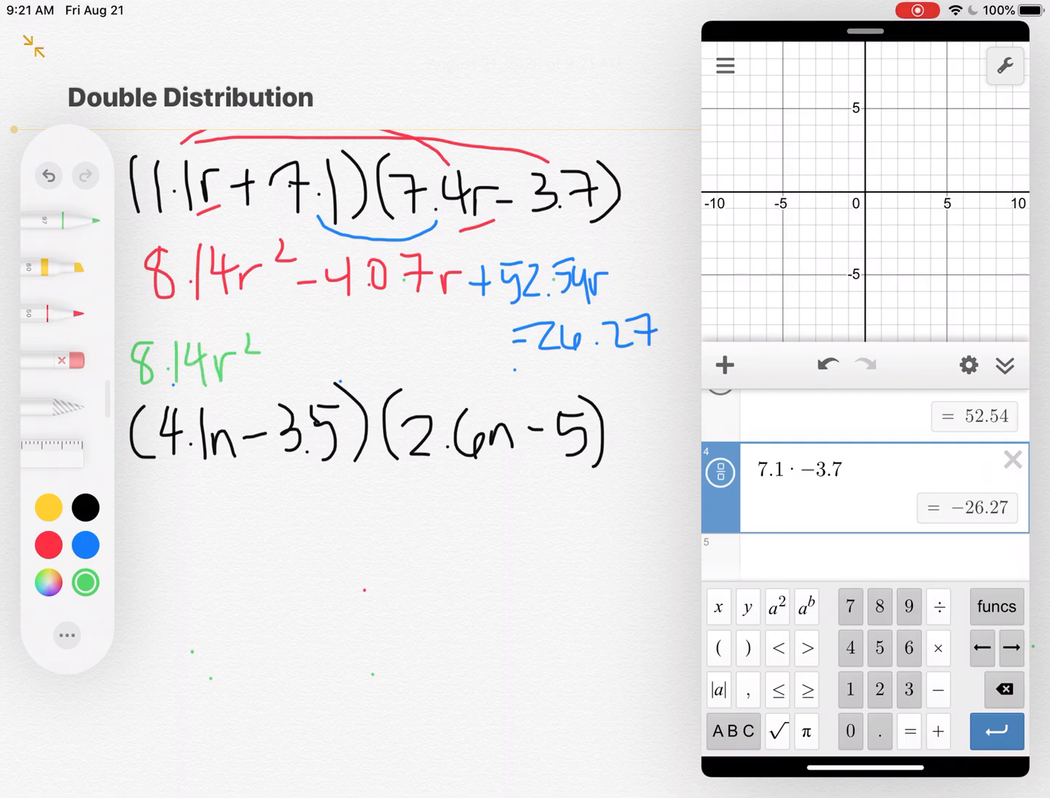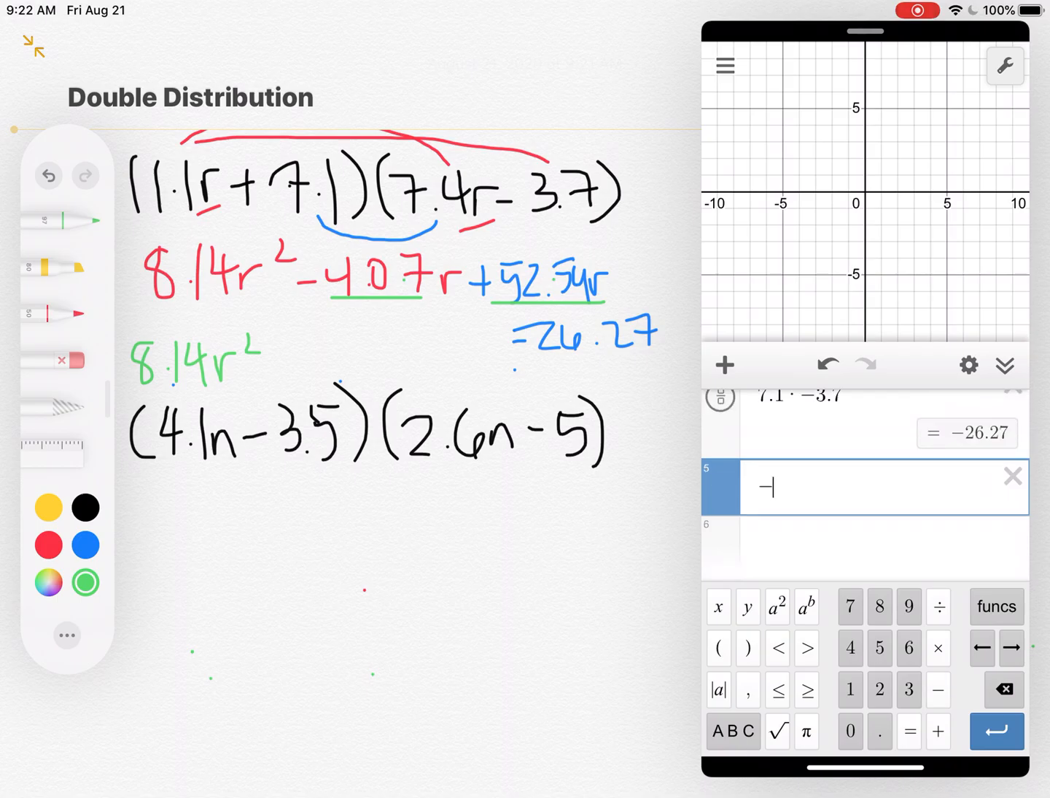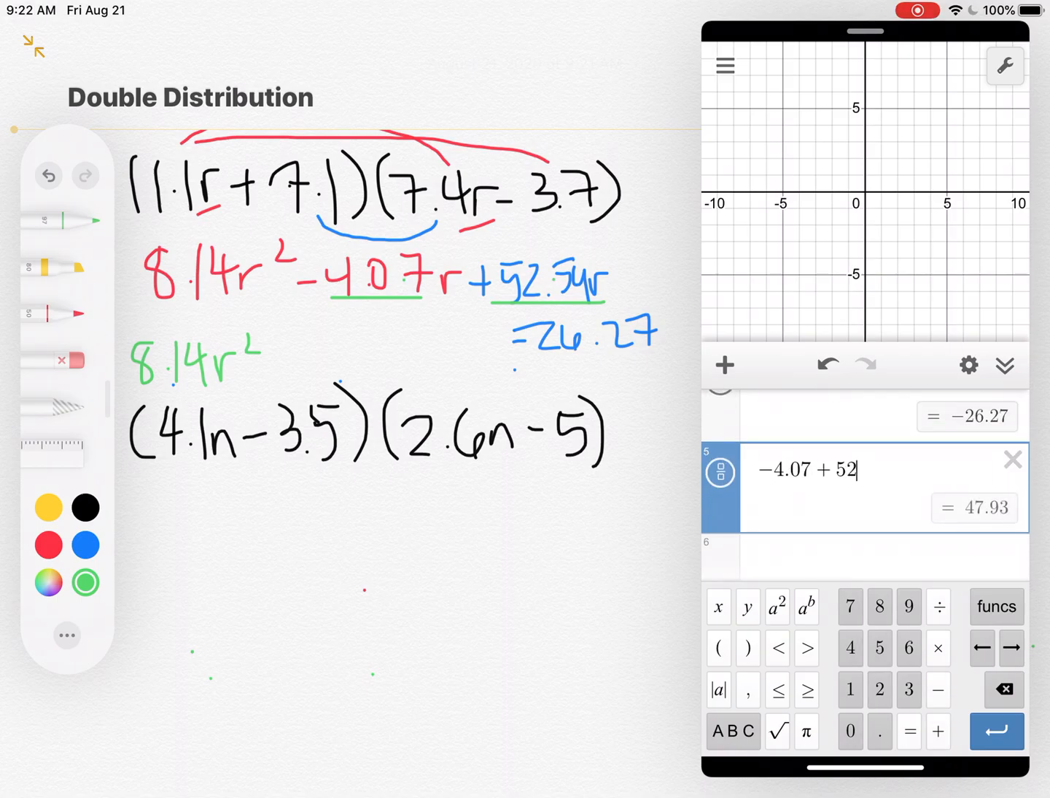8.14R squared stays the same. Negative 4.07 plus 52.54 is 48.47R. And then that minus 26.27 stays the same. I'm going to try to circle that, hopefully. There we go.